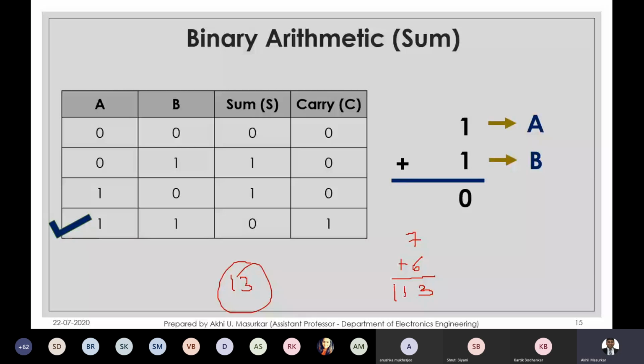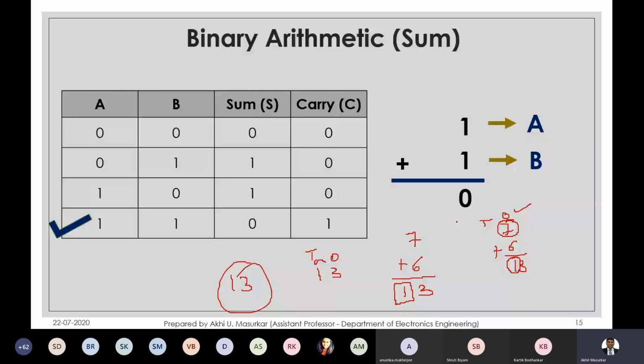Why do we do this? 7 plus 6 is 13. Why don't we write simply 13 here? So this is 1's place, this is 10's place. Because the place value of this is just 1, it cannot accommodate this additional 1 here. So that is why we put that 1 from here to the 10's place.